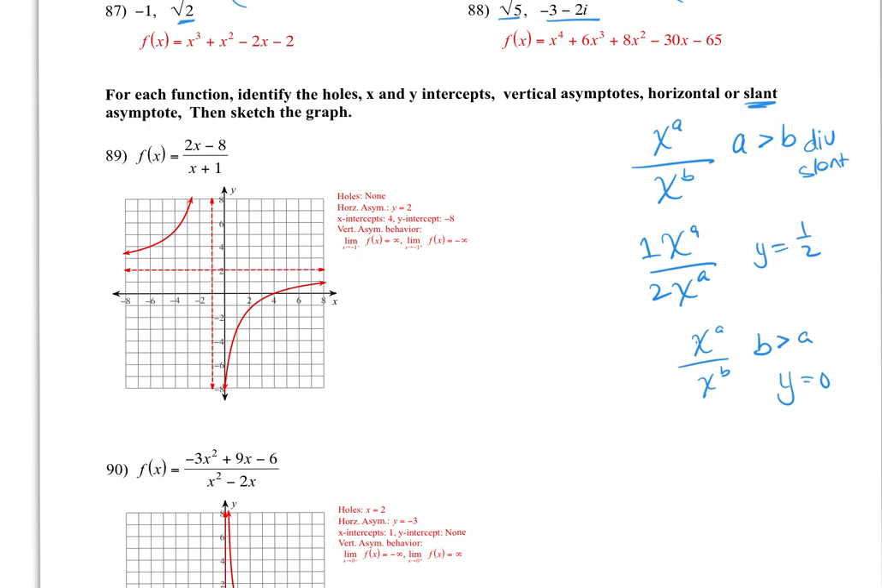Intercepts, that's when I plug in a 0. So I have a y-intercept at -8. That's why it's down here. The x-intercept is what happens when the numerator is 0, as long as it wasn't a hole, right? And so that's why I had an x-intercept at 4, because if I were to set this equal to 0, add 8, divide by 2, I would get 4. And so that's where my x-intercept came from.